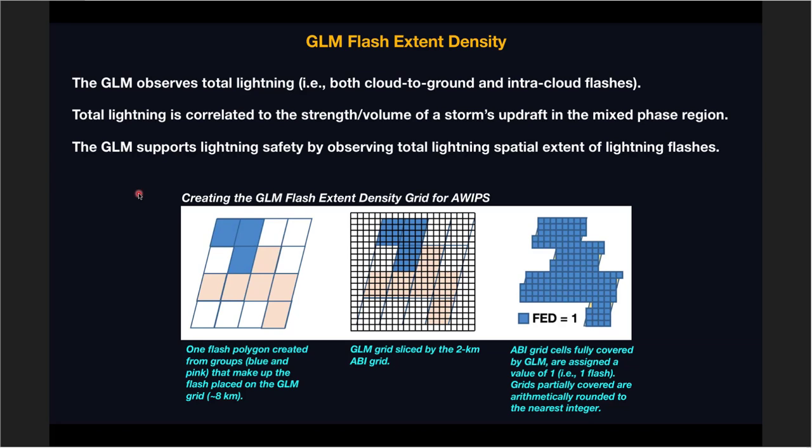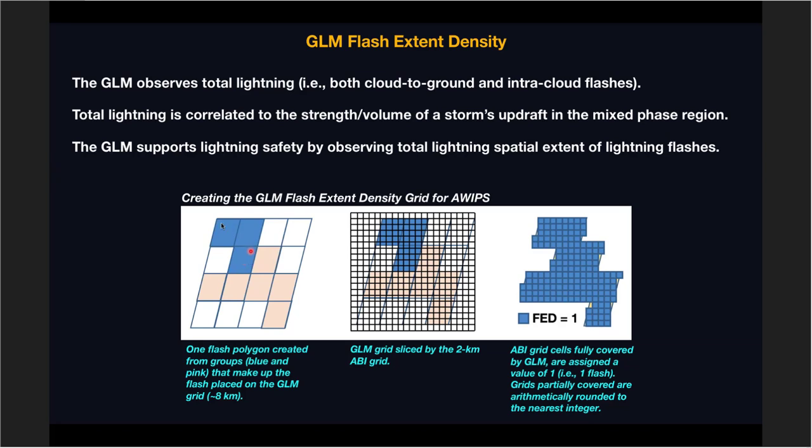So we have this data. So how do we create this GLM flash extent density grid? Basically, what the flash extent density is, it's events. So it's the spatial extent, and then it's the flashes. So it's the best of both worlds in one product.